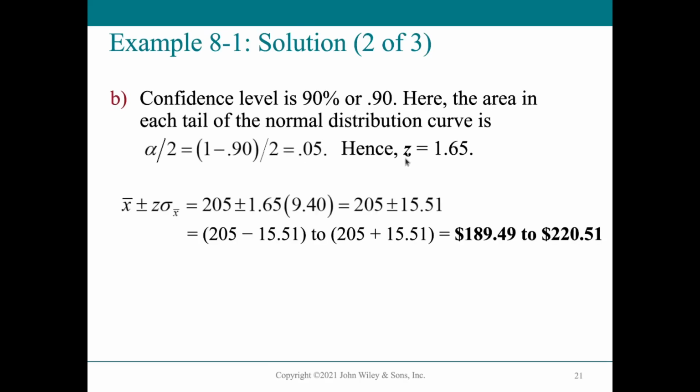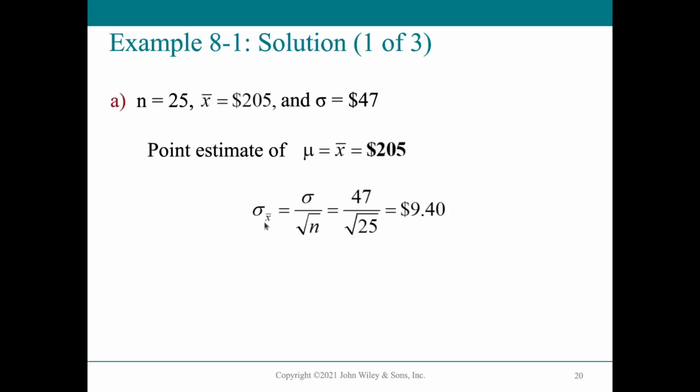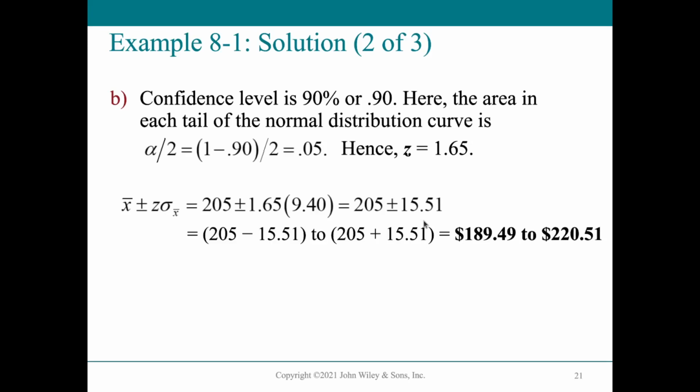Now we are looking for a 90% confidence interval. So first we are going to get the normalized standard deviation. The normalized standard deviation is the standard deviation divided by the square root of the number of samples, which is 25. We get 9.40.